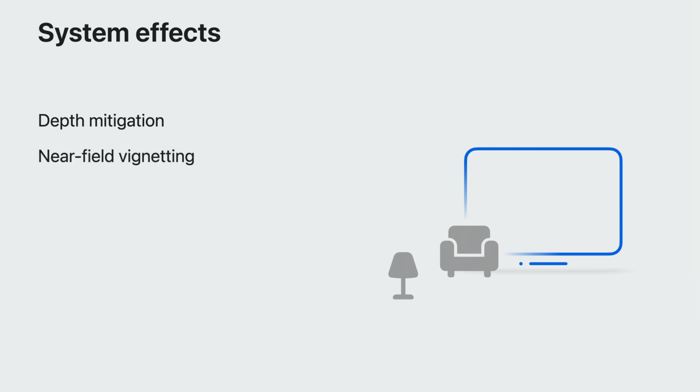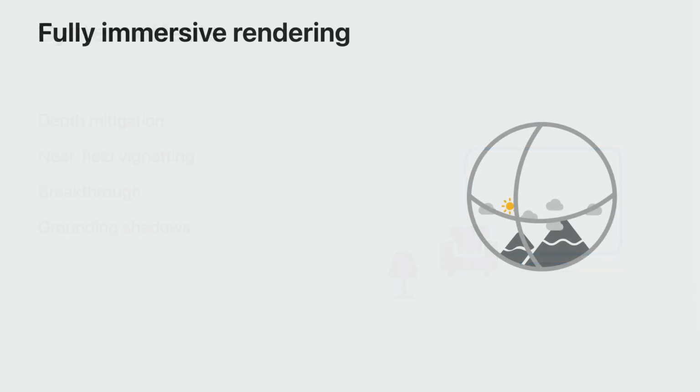Near-field vignetting fades your content when the player gets too close to it. This prevents issues with your content clipping against the near plane. Breakthrough allows someone who is approaching you to break through the rendered view, so they don't run into you without you noticing. Finally, grounding shadows are added to rendered objects when they are placed near real-world objects to make them feel more integrated into the scene.